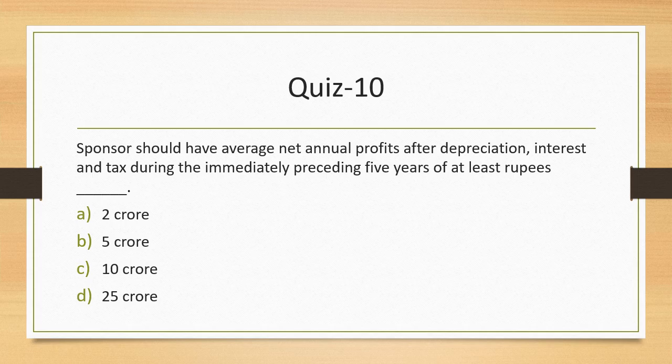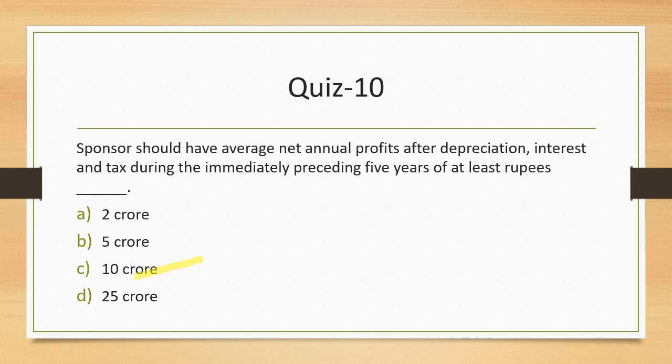Sponsors should have average net annual profits after depreciation, interest, and tax during the immediately preceding 5 years of at least how many rupees, right? Well, the answer for this is they should have it for at least 10 crore rupees. And this is a fact-based question. So it is a regulatory requirement. So there is nothing that changes here, right?